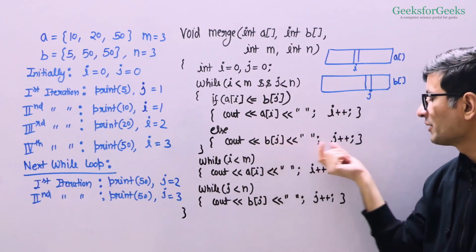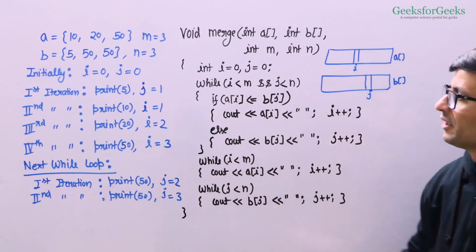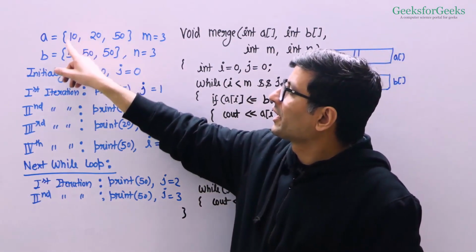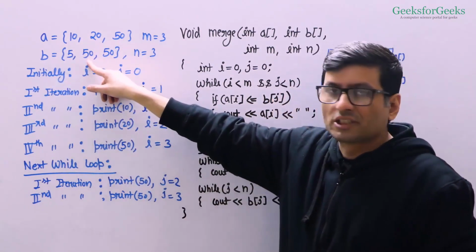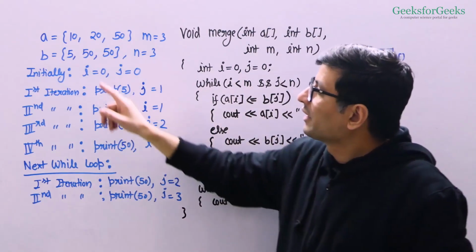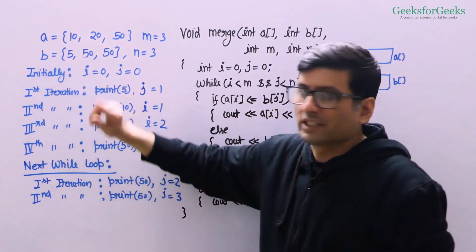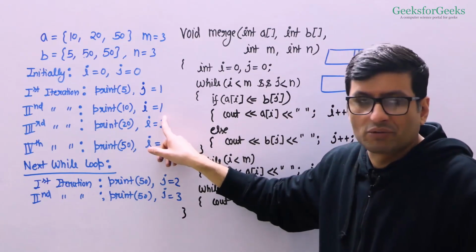Otherwise, we print bj and move ahead in array B, right? For example, here we compare 10 and 5. 5 is smaller, bj is smaller, so we make j equal to 1. Now we compare 10 and 50. 10 is smaller, so we print 10 and make i equal to 1.